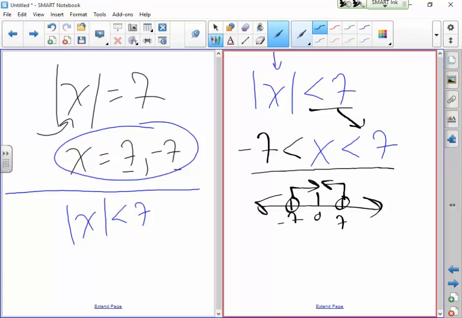So this is what kind of statement? This is an and statement, okay? So it's an and statement. Good for that?